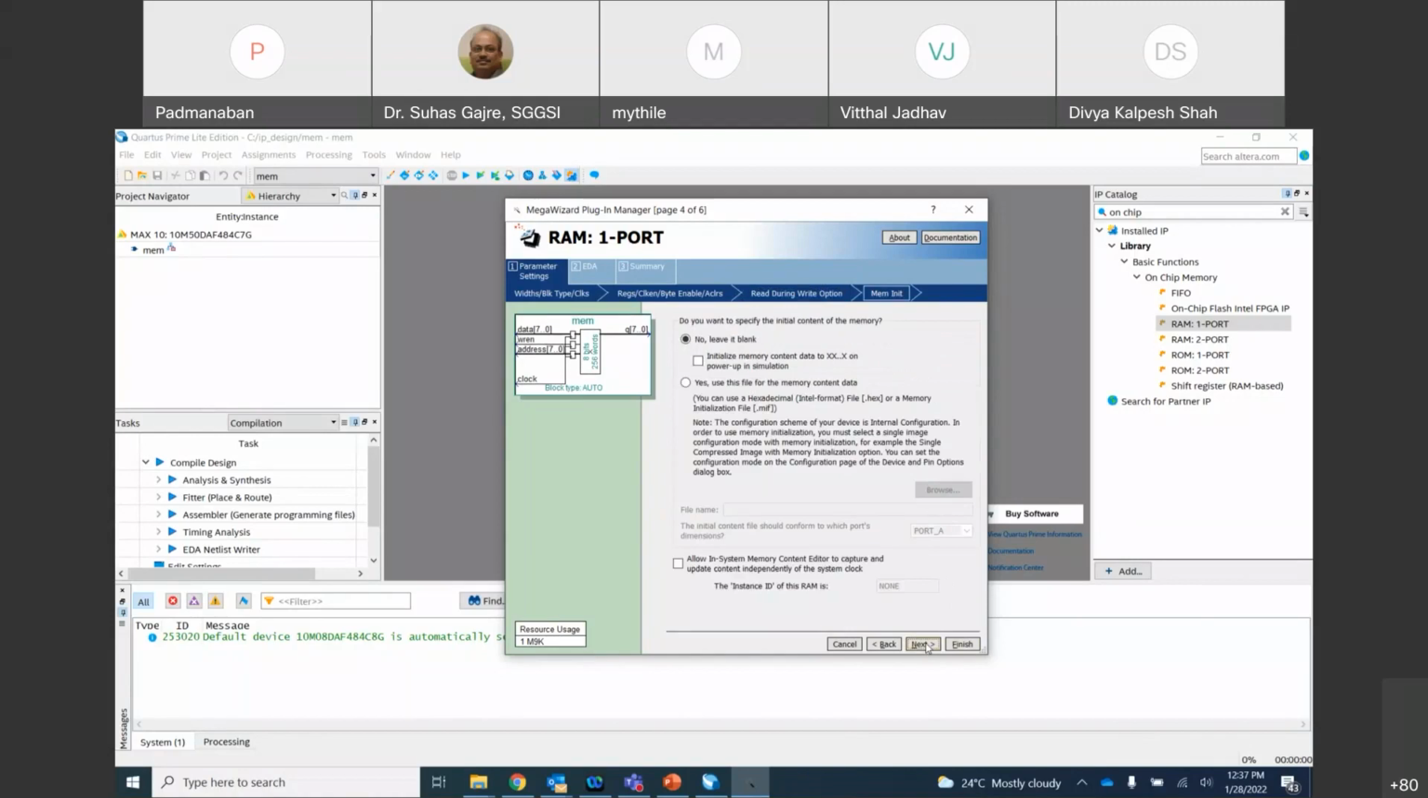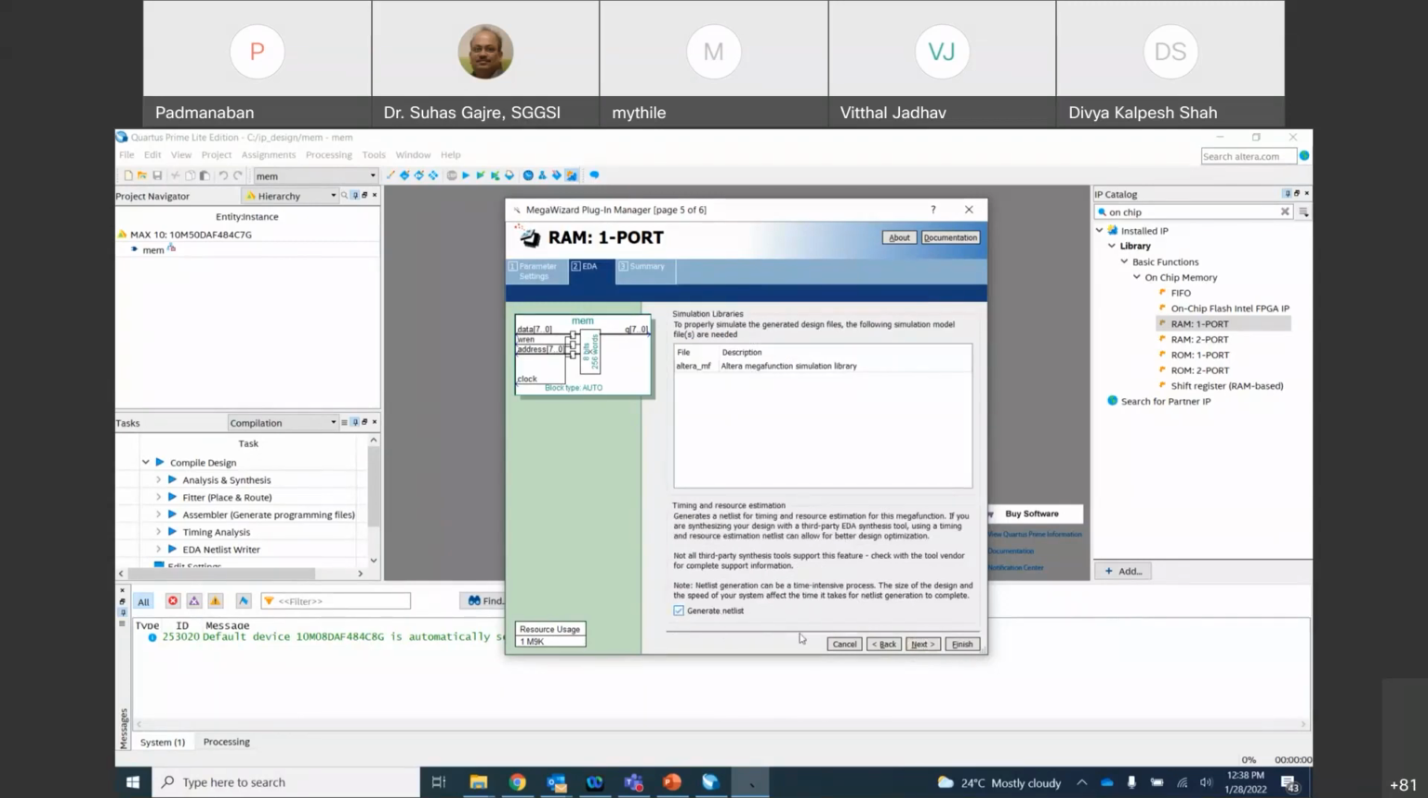Okay, there are two options here. In the first demo, I'm not going to show you how to create the memory initialization file. Later, I will show you. Now, if you want to specify the initial content of the memory, that means if you want to provide the memory with some initial values, you can provide that initial content with a memory initialization file. If you don't want to, you can say no, leave it blank. At this juncture, let us leave it blank. Later, I will show you how to create the memory initialization file. Say next here.